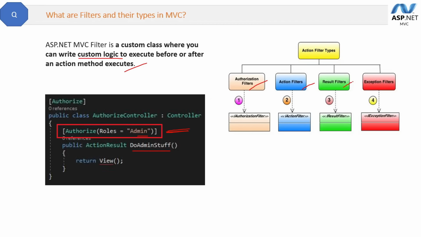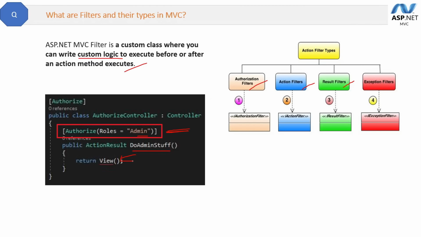Then there are result filters, which will perform some operation before or after the view. For example, if you want to modify a view result right before the view is rendered to the browser, then this result filter will do it. So before returning the view, like from here we are returning a view, it will change the view as per the result filter.